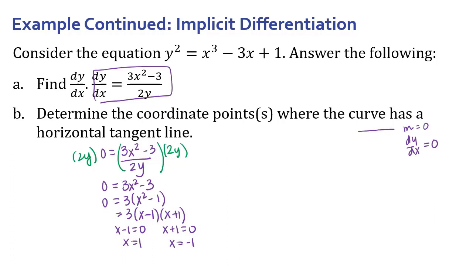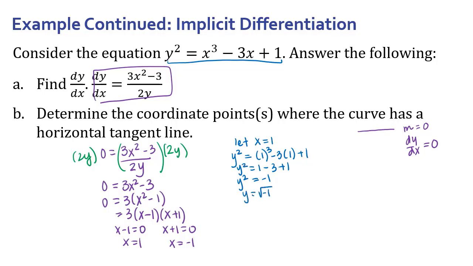Now let's go through and check this. We also need to find the y value. Let x equal 1. When I go to my original equation and solve for y, I get y squared equals 1 cubed minus 3 times 1 plus 1. So I get 1 minus 3 plus 1, which is negative 1. When I go to solve for y, that would be taking the square root of a negative, which does not exist. There's no real solution to it.